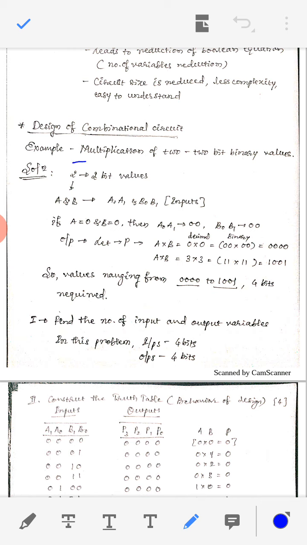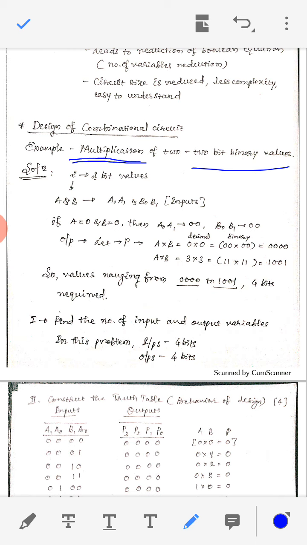So here is the multiplication of two bit binary values. Okay, the multiplication of two bit binary values. Now, before going to design or write the truth table, first we need to understand the statement. First we need to understand the problem.